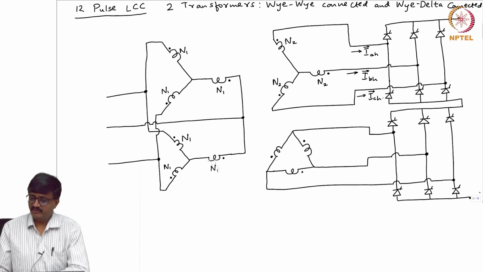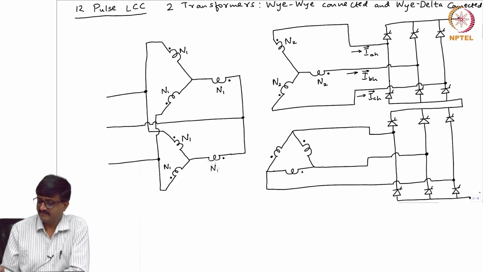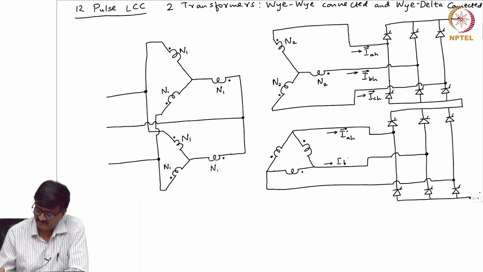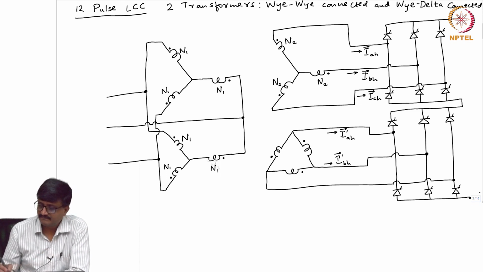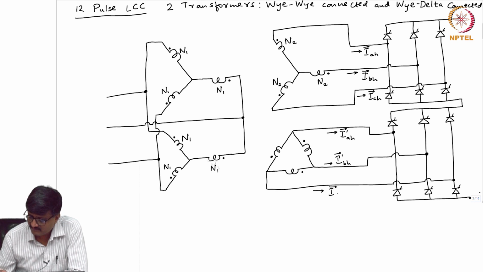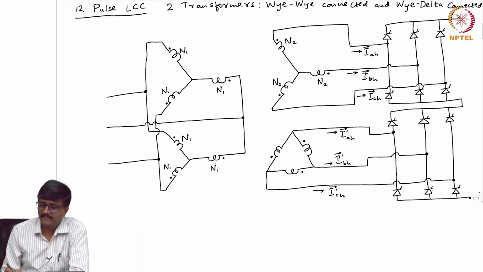Now, there are currents flowing into the AC side terminals of the second 6 pulse LCC also. So, I call this current as IAH prime. Then the current here is IBH prime. And the current that is flowing here is ICH prime. Okay.